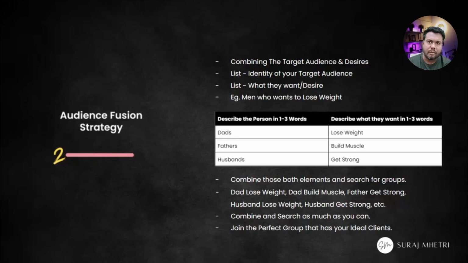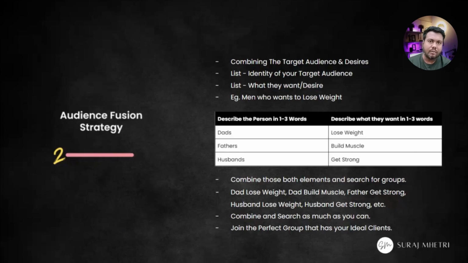Okay, for example, you can combine "dad lose weight," "dad build muscle," "dad get strong." Now these are the three search terms. Again, you can do "father lose weight," "father build muscle," "father get strong." And similarly, the third thing is "husband lose weight," "husband build muscles," "husband get strong." This is how you generate around 9 keywords from these three things. Okay, now these are your search terms.